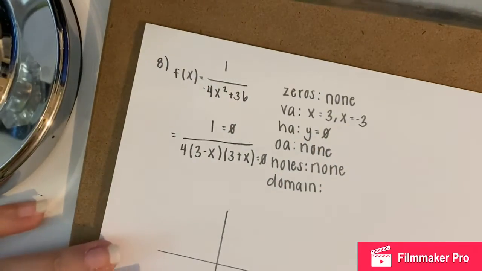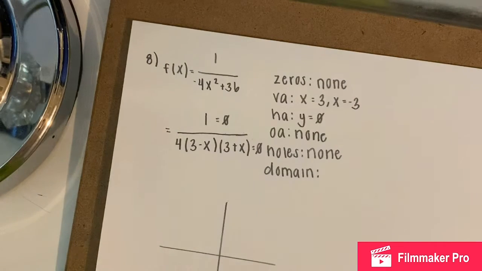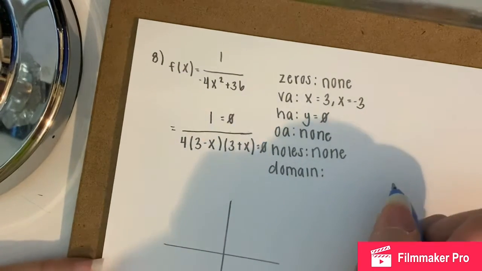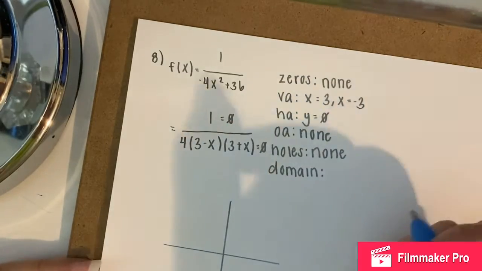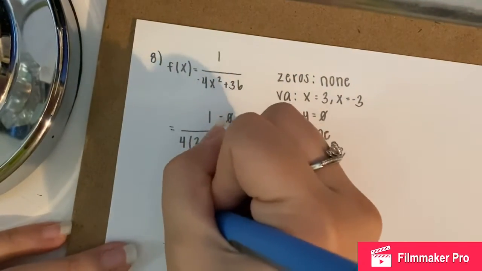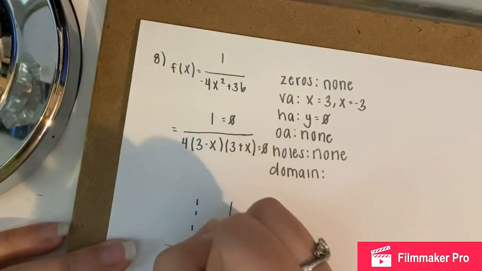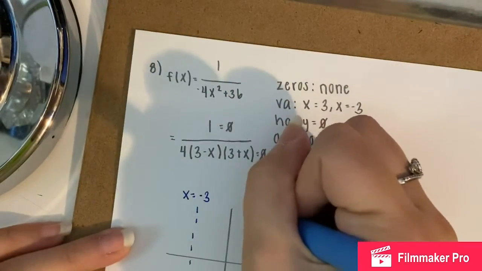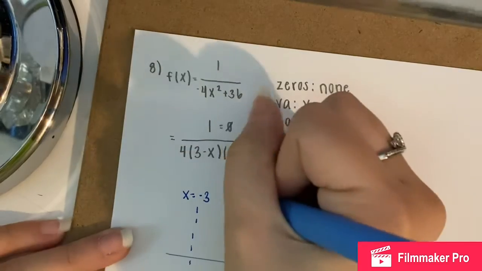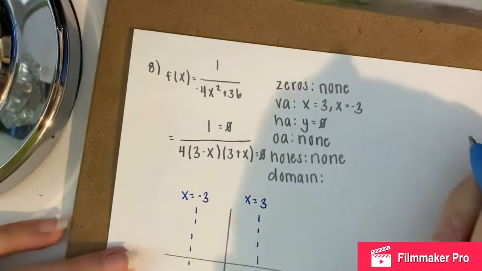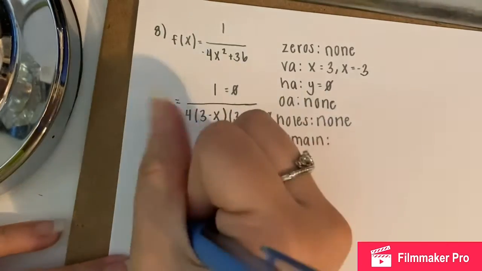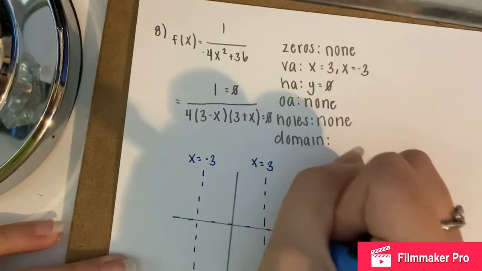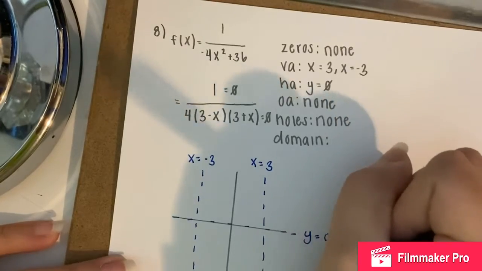And now to find our domain, we just need to do a quick sketch of the graph. So I'm just going to go ahead and put down what I already know so far about the graph. So I know that I have vertical asymptotes at both 3 and -3. So we're just going to put them somewhere around here. And we are going to call this one x equals -3. And then we have another one here at 3. This one is x equals 3. We have a horizontal asymptote straight across at y equals 0. This is y equals 0.